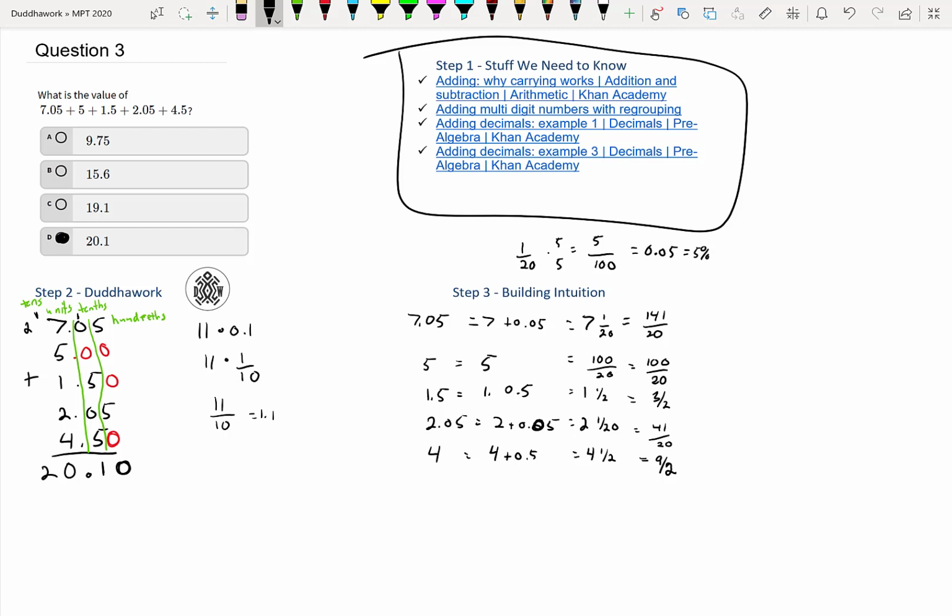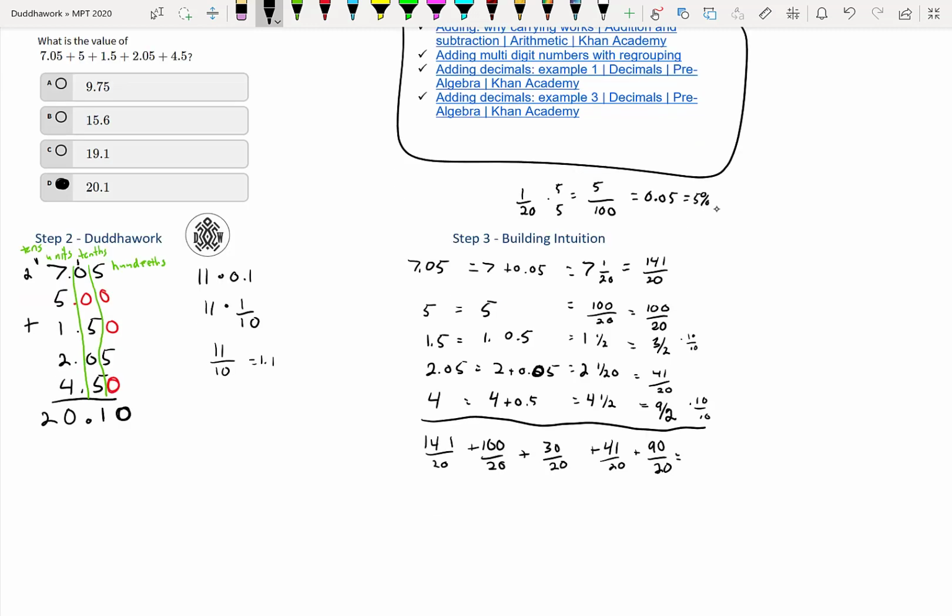So now what I'm trying to do is add all these numbers. So let's say I add them up: I have 141 over 20, plus 100 over 20, plus, let's say I put this over 20, so I need to do times 10 over 10, so that would be 30 over 20, then plus 41 over 20, plus, again, I need to do over 20, so times 10 over 10. I'm allowed to do 10 over 10 because that's multiplying by 1, and we're allowed to multiply by 1. So we would have 90 over 20, and what we do here is we add all the numerators.